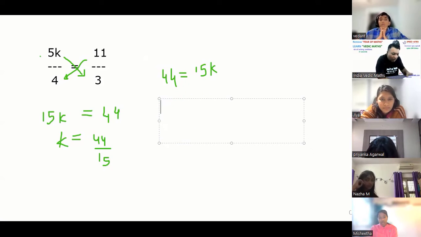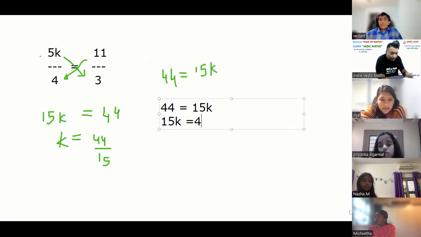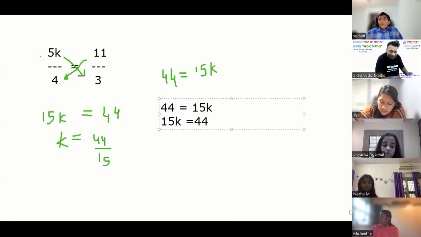Similarly, what you got 44 equal to 15k, right? Just reverse it for your comfort, nothing else. But guys, you can reverse only when there is equal to sign. A lot of people say, "Oh, sir said reverse." So, Jia, you understood this?